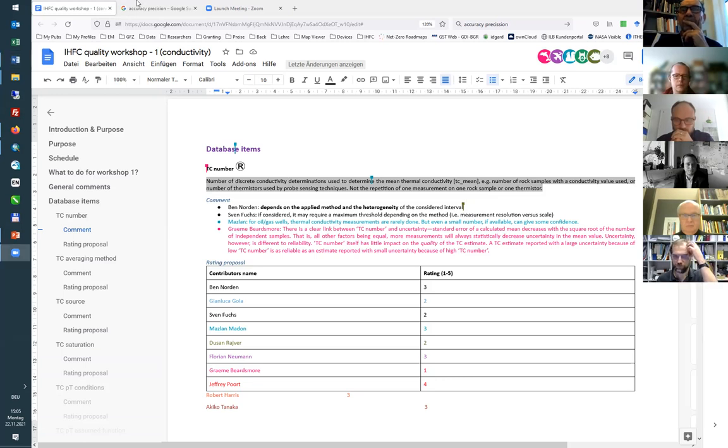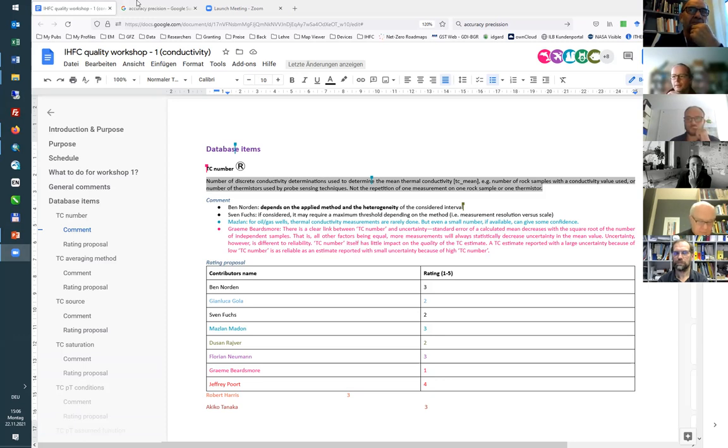Ben? Yes, I think I mostly agree with all that has been said about this TC number. Graham Birdsmore also made a comment later on the calculated uncertainty of thermal conductivity. So we should keep in mind that we are looking for a scheme to evaluate heat flows at some stage later on. It is nice to know if we have a lot of TC measurements for a certain interval, but most relevant, I think, is to know if we had a suitable interval chosen.